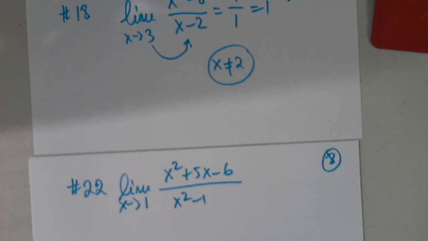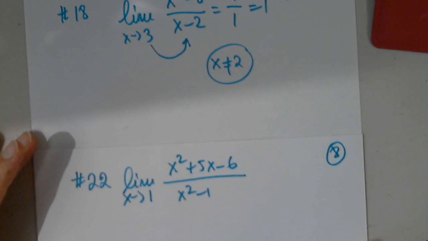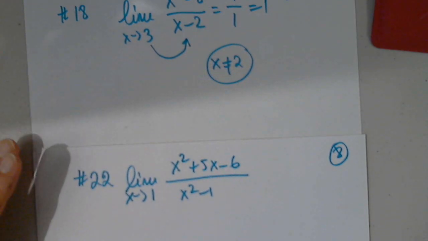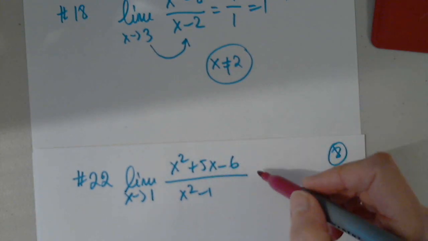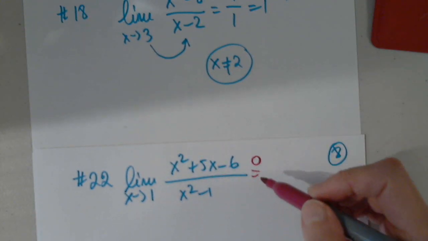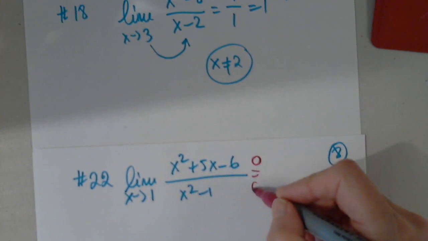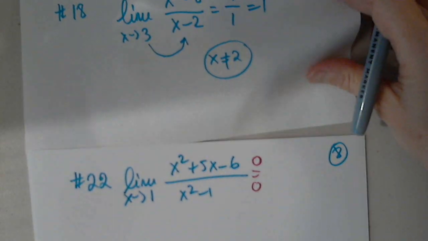So the same thing I need to do. Every time I calculate a limit, I need to plug it in, because there are different situations that require different treatment. So when I plug in 1, 1 plus 5 is 6, 6 minus 6 is 0. 1 minus 1 is 0. So first we have to talk about such a situation.